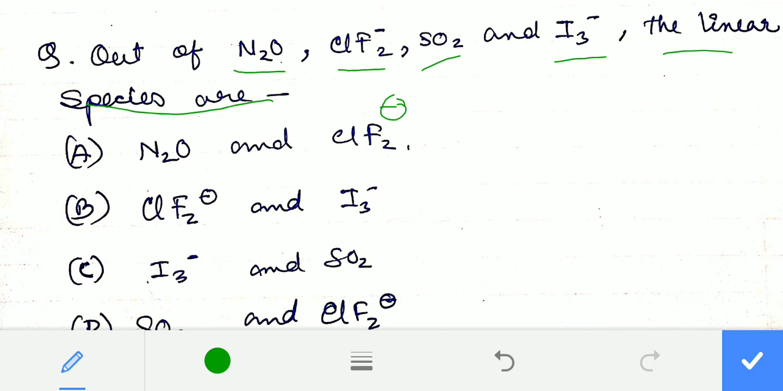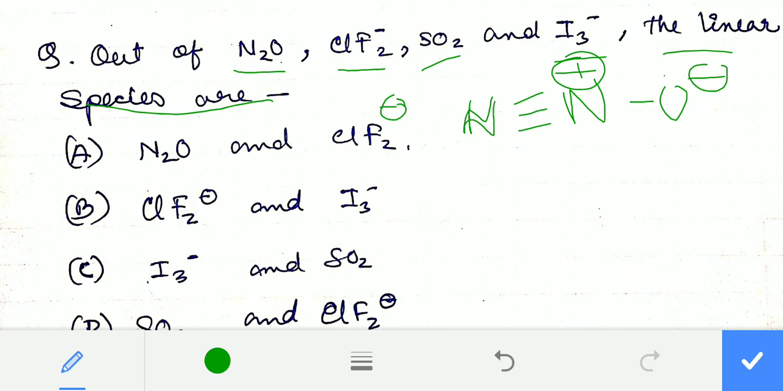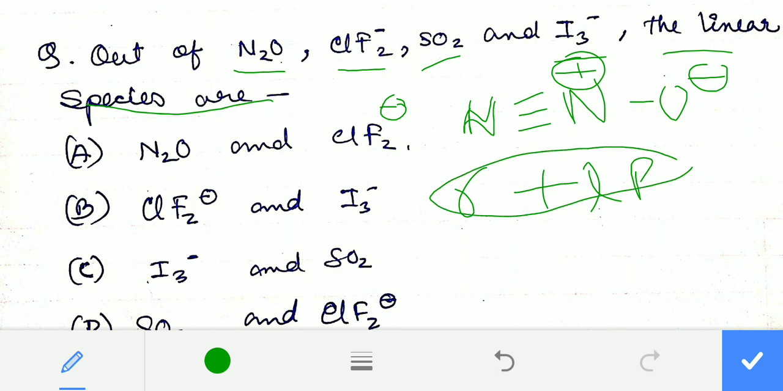N2O, we know the structure of N2O is N triply bonded with N, and there is a minus sign, there will be a positive sign. Now you can solve this question in many ways, but I'm going to solve this by calculating the steric number. Now what is steric number? It is just a summation of number of sigma bonds and number of lone pairs, so this is equals to steric number.